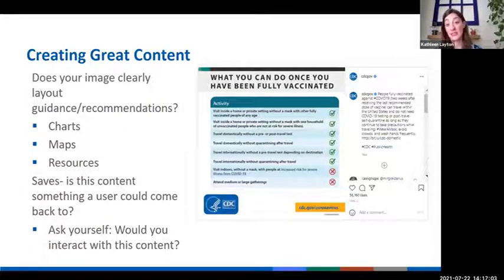This first example shows what you can do once you're fully vaccinated. And I know that this has probably been top of mind for a lot of people. I know for me, I wanted to know. So using a chart to outline very easily and very succinctly and clearly through check marks and X emojis, those icons, it's just such an easy way to understand what's safe and what's not safe. So that's really good in terms of just explaining content easily.